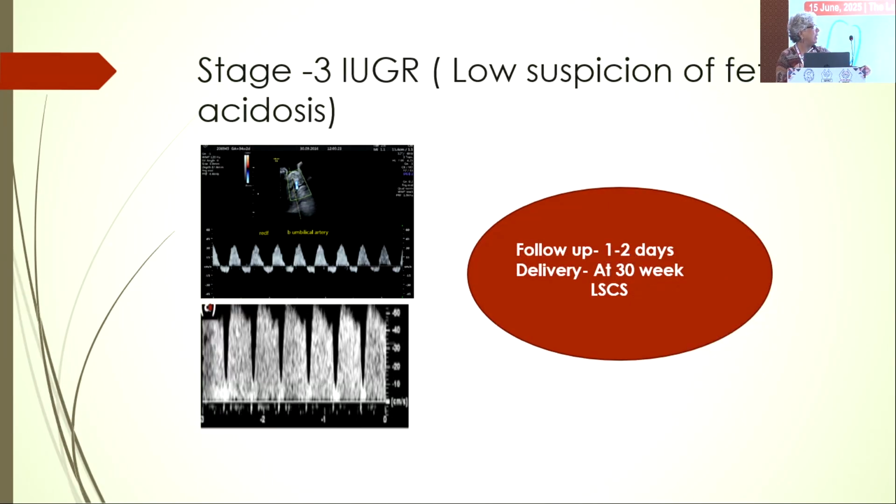The next stage is stage 3 IUGR. Again, the severity of the umbilical artery increases, and we are getting reversal of the diastolic flow. Along with that, either this or the ductus venosus is showing high resistance flow. So we know that arterial Doppler shows abnormality prior to the venous Doppler. So now it is extreme, the most severe form of the umbilical artery, or I am getting high resistance in the ductus venosus. So again, my surveillance will be increased, and I will do follow up in 24 to 48 hours, and I will plan for delivery at 30 weeks.